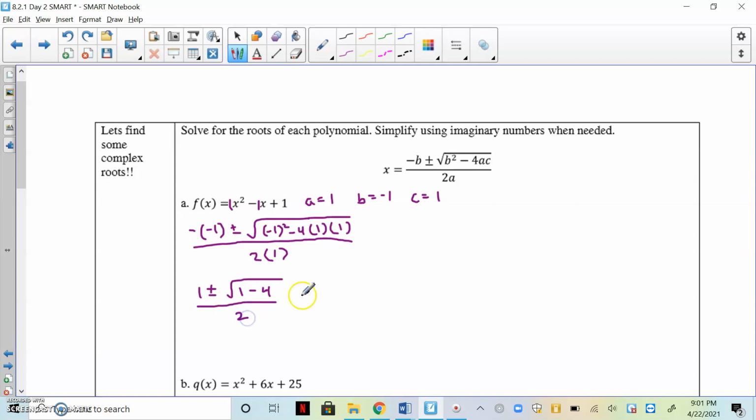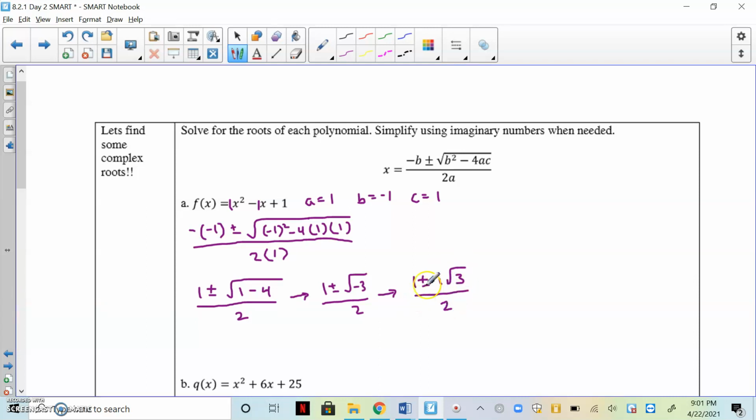All right, 2 times 1 is 2. So now we have 1 plus or minus the square root of -3 over 2. Now, the square root of -3 can be simplified with an i. It's just not one of those perfect square ones. So here's how we simplify that. We still have an i to pull out, but we keep this 3 in the square root because it's not a perfect square, and that's okay.